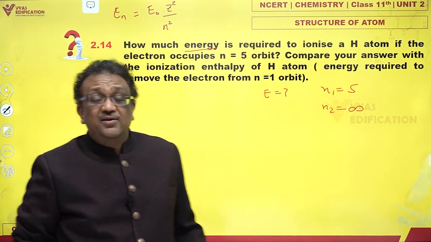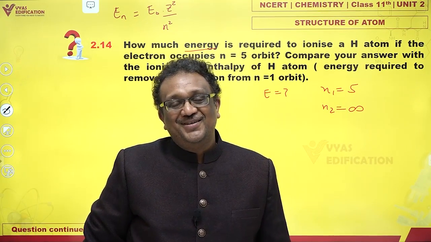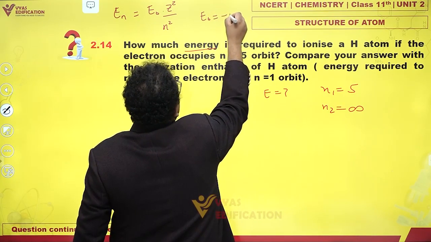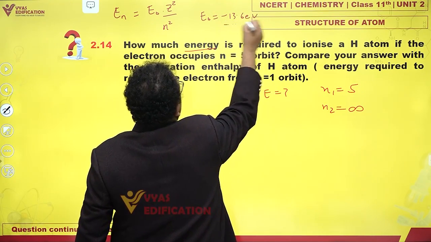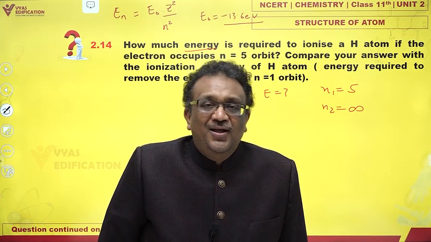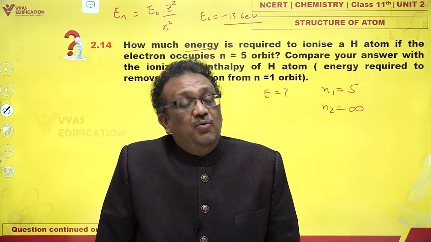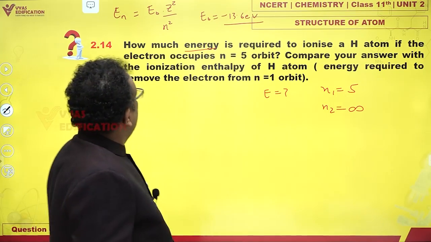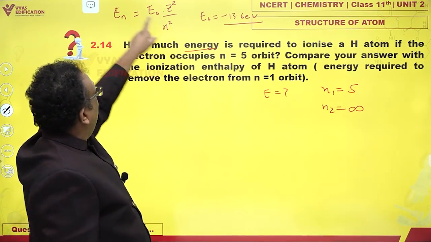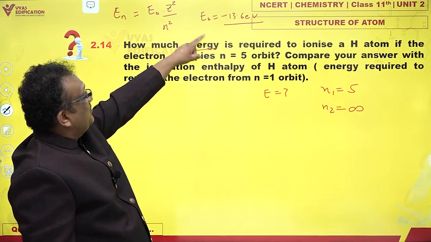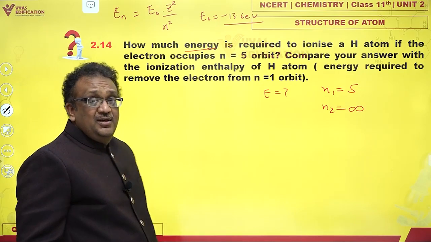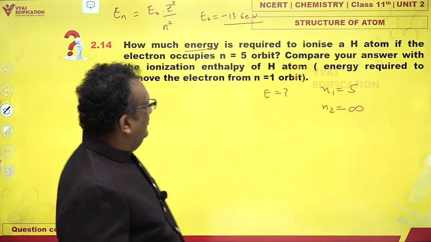E naught is energy in the first orbit. And E naught has a value: E naught is minus 13.6 electron volts. I have remembered this value. It's a standard formula which I'm going to use in Bohr's theory. So energy of an electron in a hydrogen atom or hydrogen-like atom in nth orbit is E naught, which is minus 13.6 electron volts, into Z square, where Z is the atomic number and n is the orbit number.